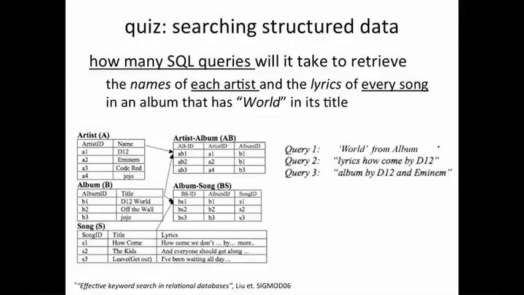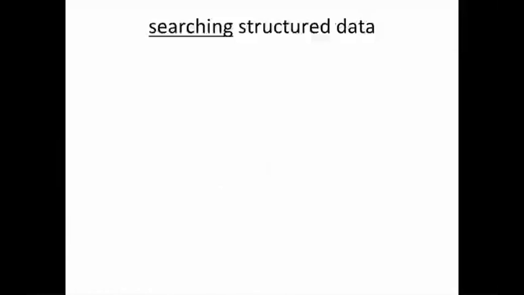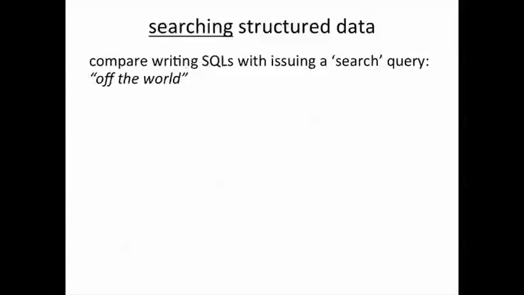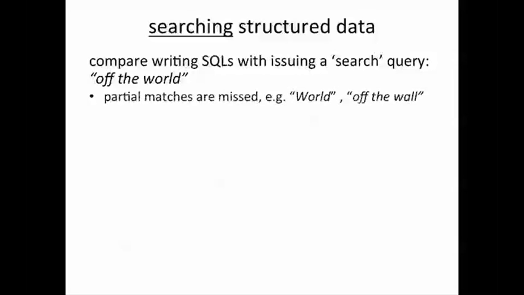Quite complicated for doing something which is easy to do if one just had a Google-like search on this database. Unfortunately, that is quite difficult to achieve. Imagine if we had a search interface so that we could issue a query like off the world, since we didn't really remember the exact title of the album. The SQL approach would end up missing partial matches, such as the album titled World or the album titled Off the Wall.